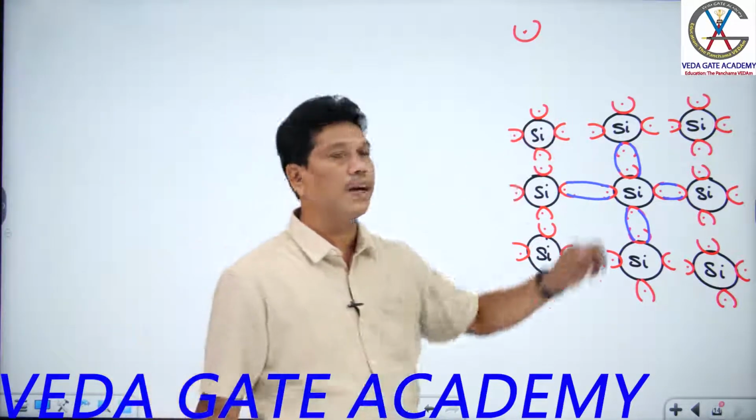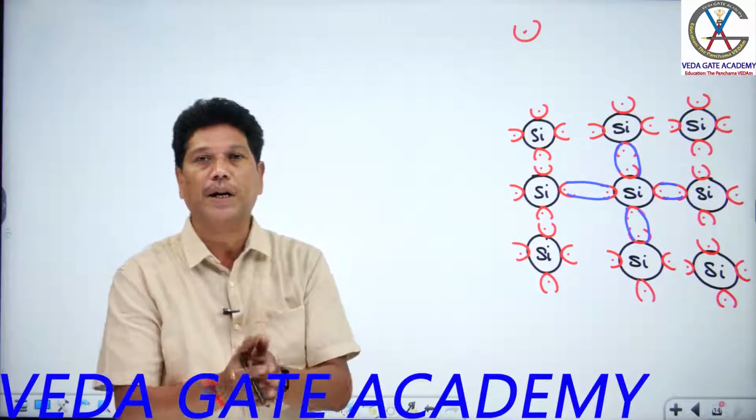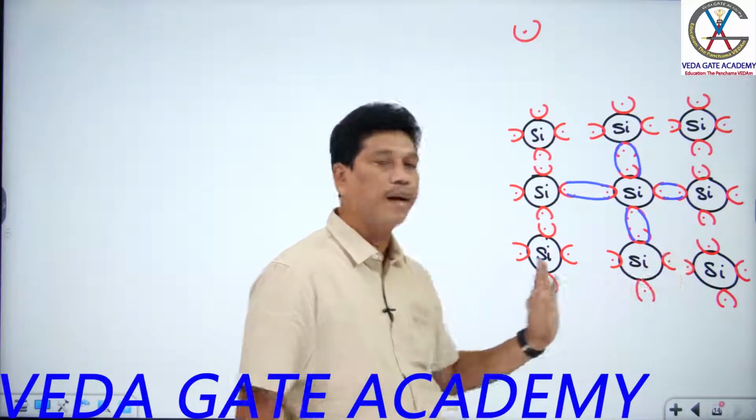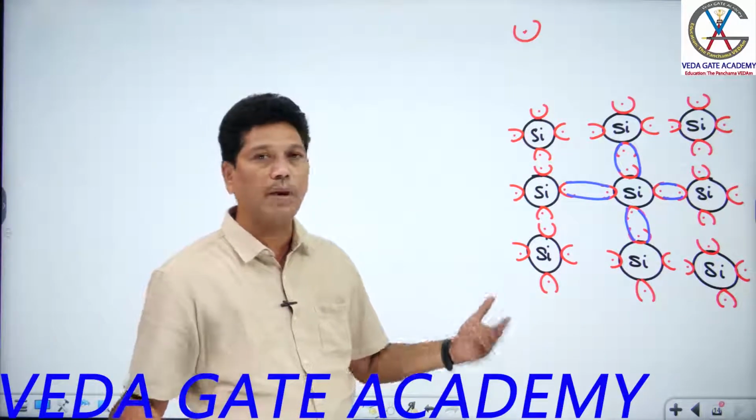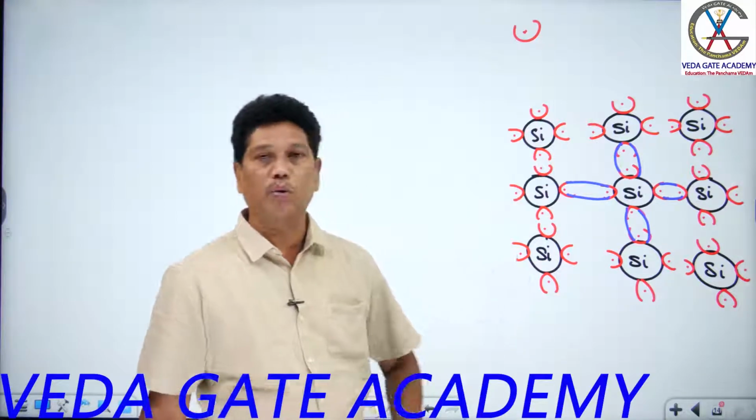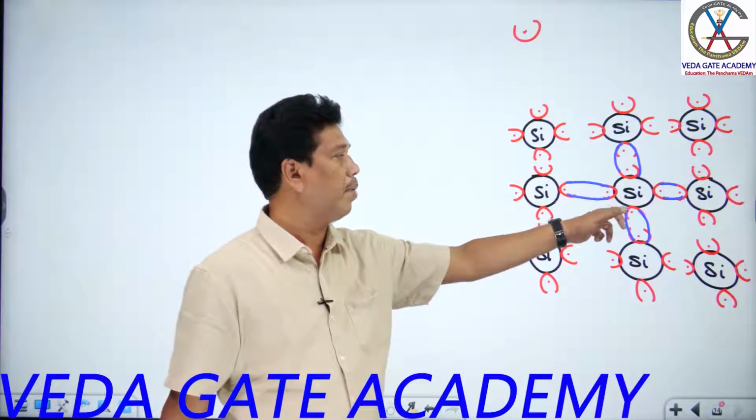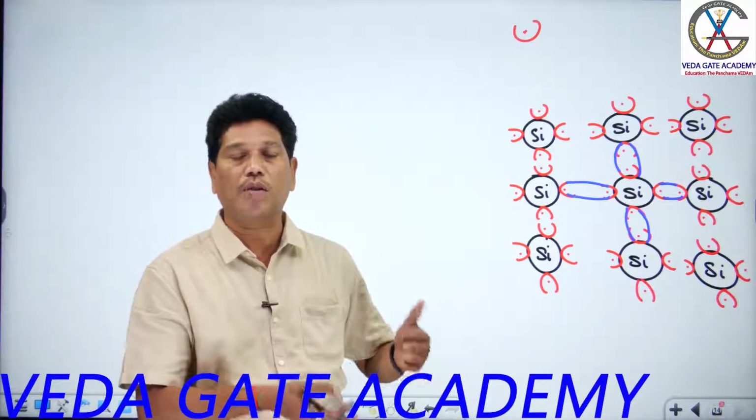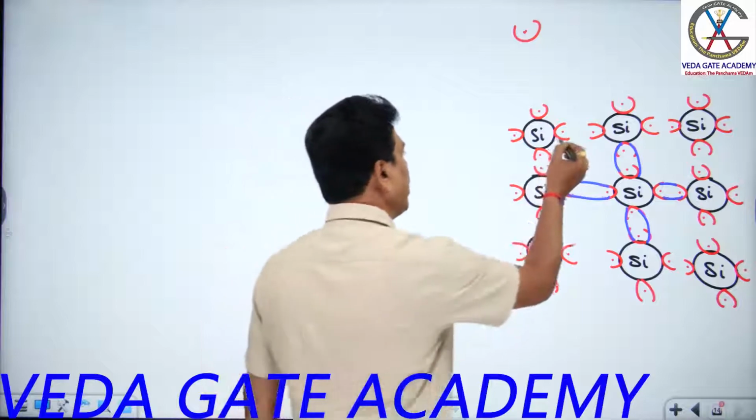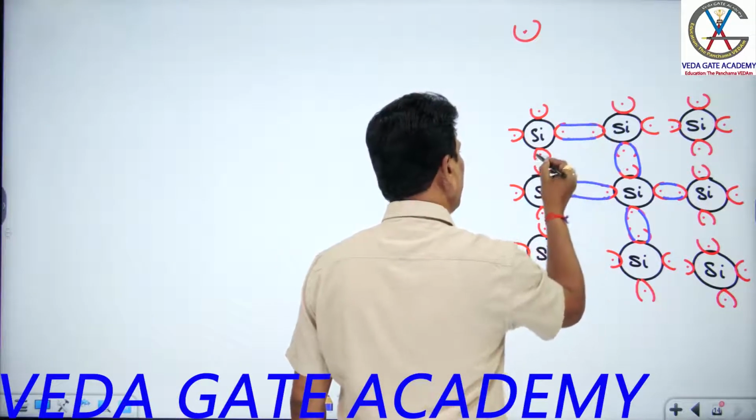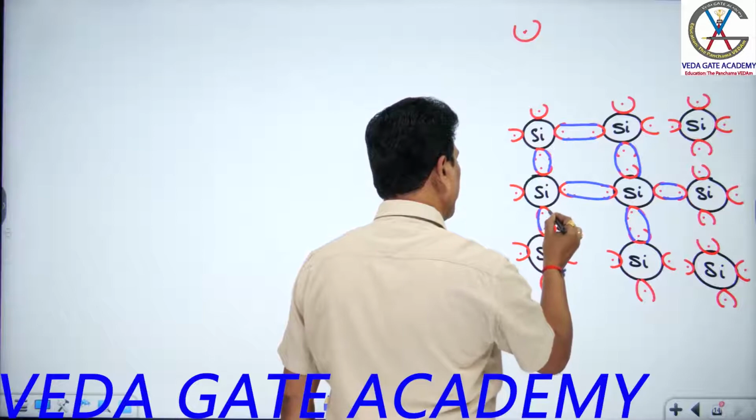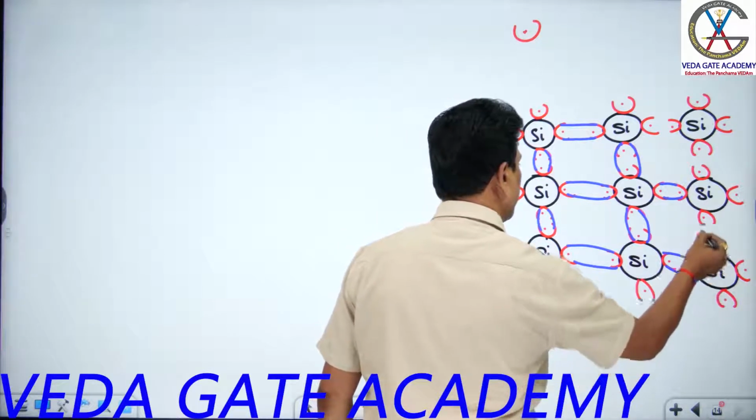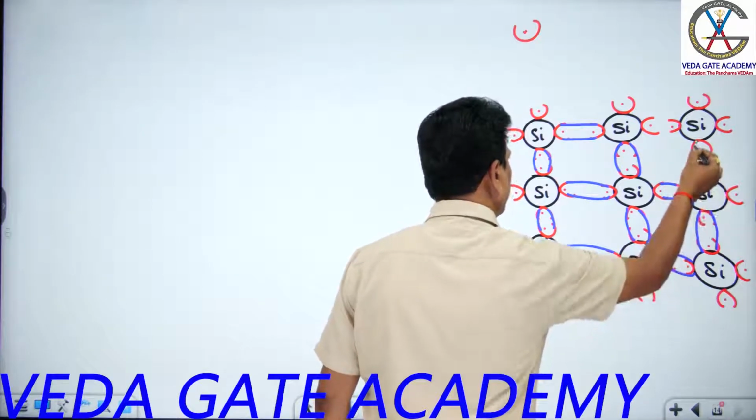Sir, why do you take all silicon? Because I consider an intrinsic semiconductor, a pure semiconductor without doping, so all are silicon atoms only. You can take either pure germanium or pure silicon. Suppose I consider pure silicon. The central atom gets the required 4 electrons, so it is stable. I do this job continuously for all other atoms also. It is possible like this.